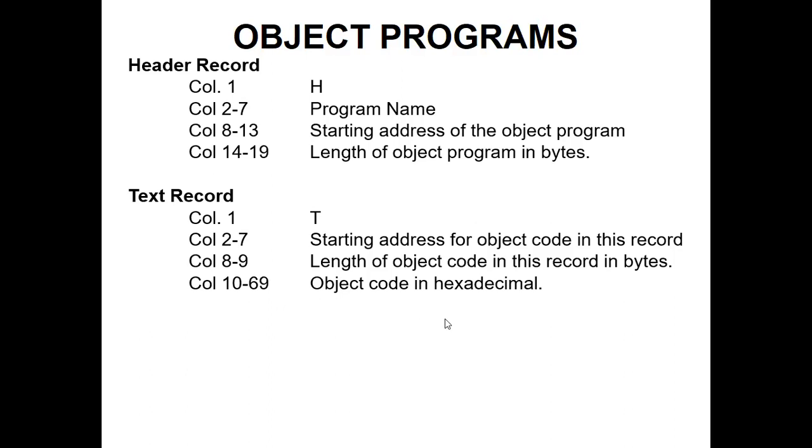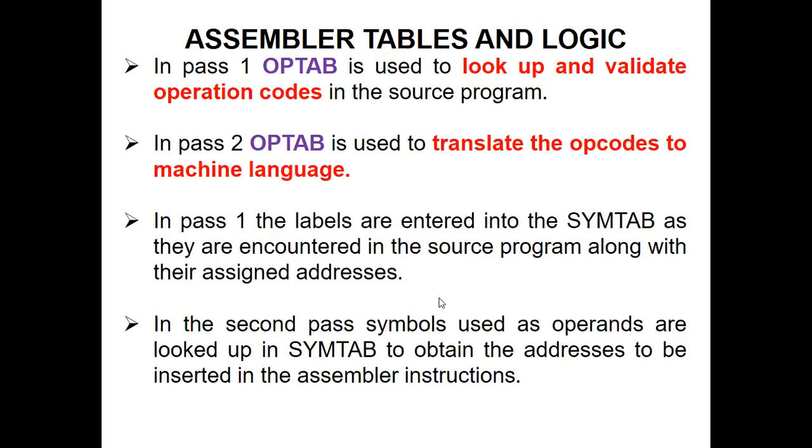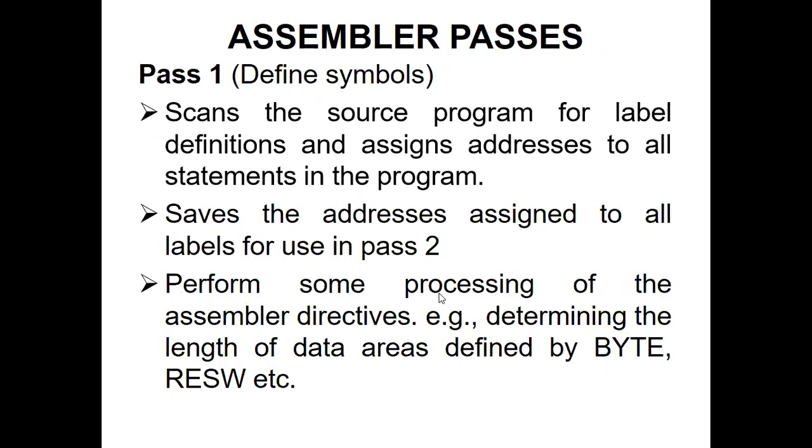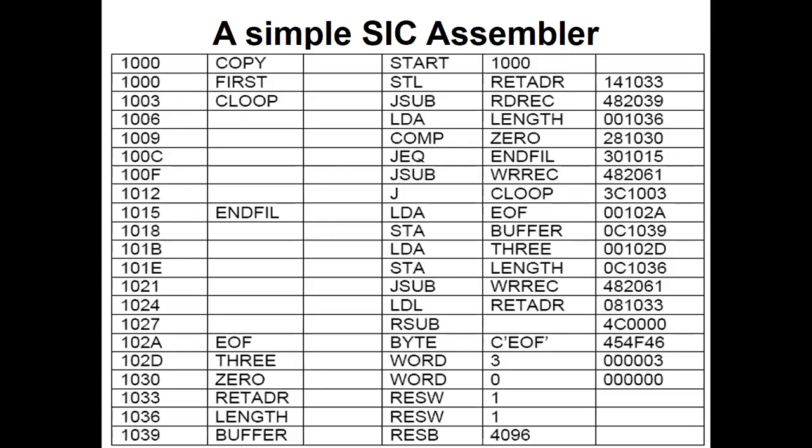Very good. So let us write the text record of this program. The first text record will begin with the T. That is 1 character, followed by the beginning address of that record. This is the first instruction which we are going to translate, 141033. That one is found at the address 1000. So that should be the beginning address of the first record. But they told us that it should be in 6 characters. So what do we write?